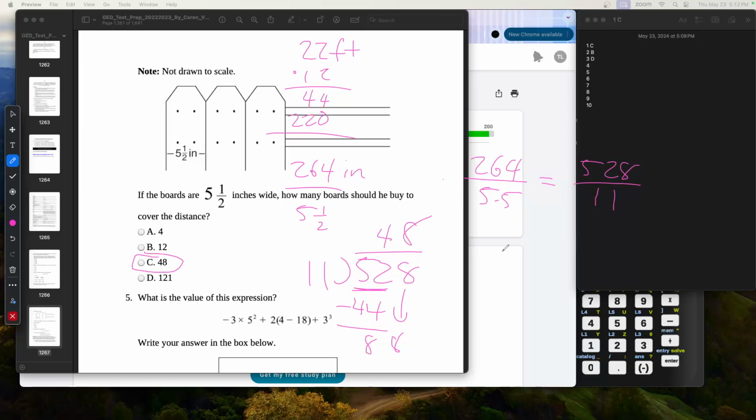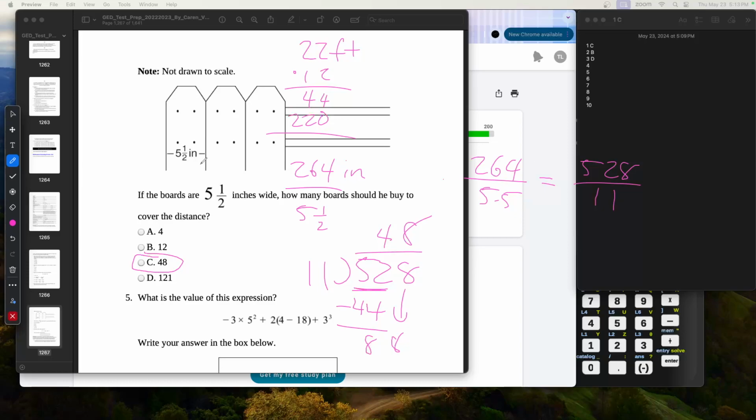Not bad. So you need to convert 22 feet into inches. And then you need to divide 264 inches by 5.5 inches. A variety of ways to do that, but I think the easiest way is to convert this problem into 528 divided by 11.